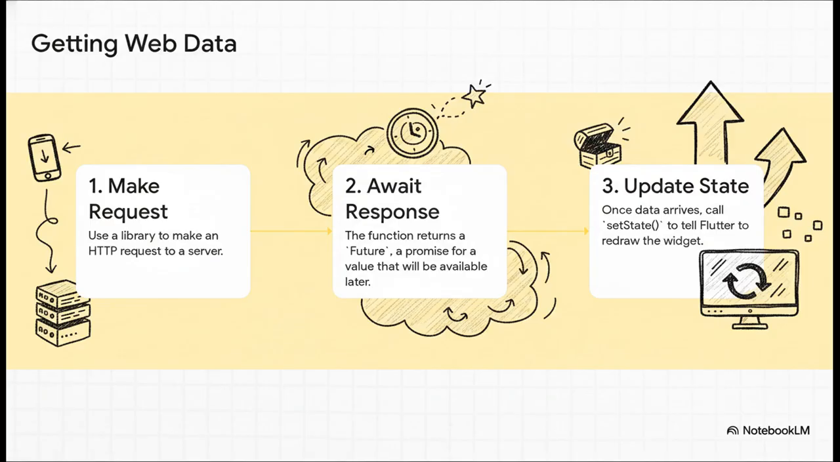So let's put it all together in a real-world scenario, like loading data from the internet. It really just boils down to 3 simple steps. First, your app makes a request out to a server asking for some data. Second, it waits for that server to respond. And third, and this is the magic part, once that data arrives, you update your app state with this new information. That one action tells Flutter, hey, we've got new stuff to show, and it automatically redraws the screen. It's a really elegant and efficient process.